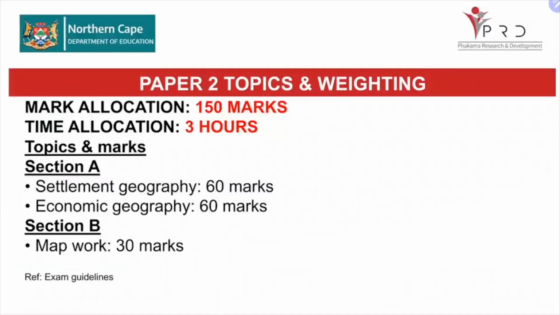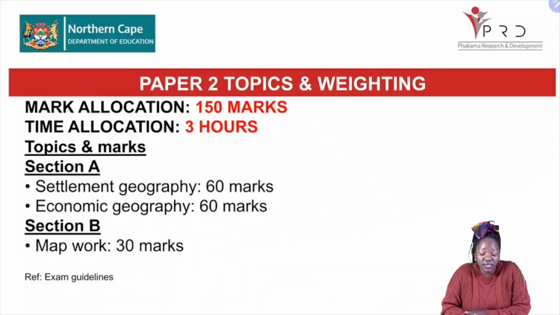Before we start with our revision, we just want to go through the topics as well as the weightings for your question paper. The marks allocation is 150 and your duration is 3 hours. In your question paper, you will have your section A as well as your section B. Your section A has 2 questions. Question 1 is settlement geography with 60 marks, and question 2 is your economic geography with 60 marks.